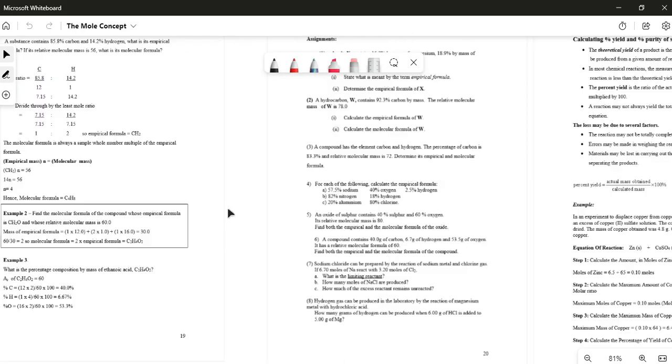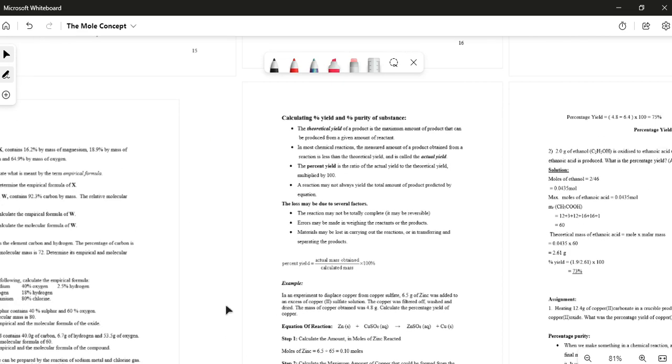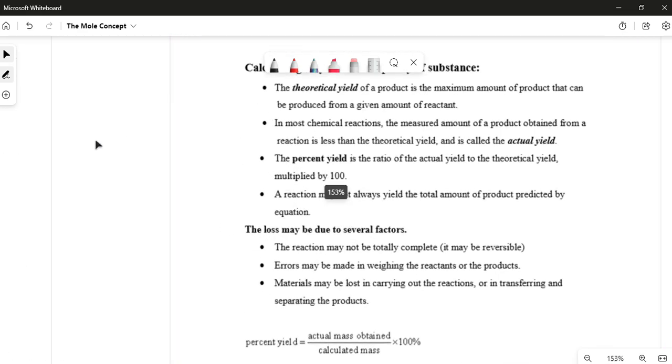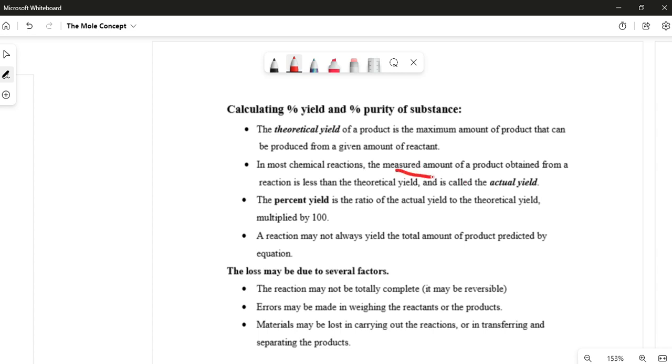Okay, so these are just questions, and the main part which a lot of you are confused with: percentage yield and percentage purity of a substance. The theoretical yield of a product is the maximum amount of product that can be produced from a given amount of reactant. In most chemical reactions, the measured amount of a product obtained from a reaction is less than the theoretical yield. That is called the actual yield. Percentage yield is the ratio of the actual yield to the theoretical yield multiplied by 100.